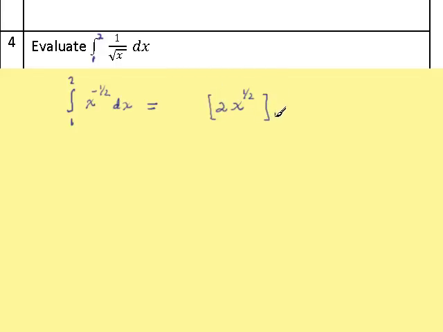And now we're going to substitute in these limits of integration. So if we substitute in 2, we have 2 square root 2. And now substitute in 1, and we have minus 2. All right, so that's that, 2 square root 2 minus 2.